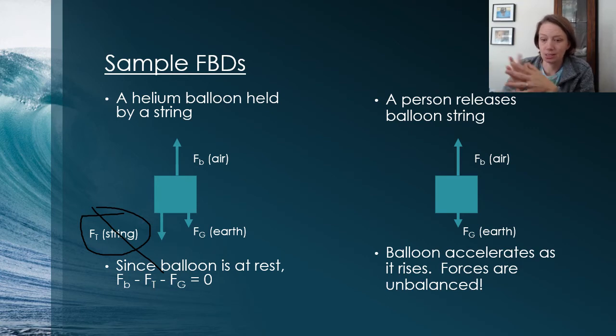So now this is my new free body diagram. And you can see that this is clearly going to be unbalanced, right? We have a much bigger FB upwards than we have an FG downwards, which explains why when you let go of the balloon, it starts accelerating upwards. Unbalanced forces. So your equation is going to look a little bit different in this case.